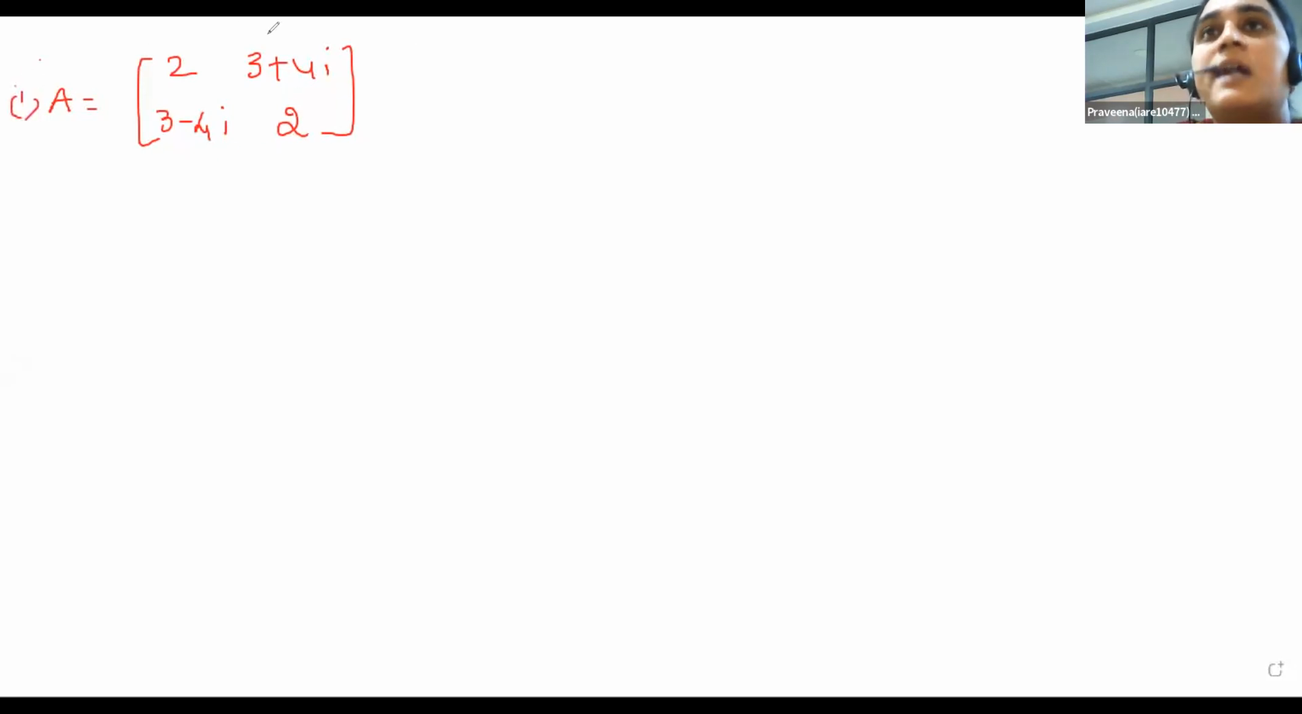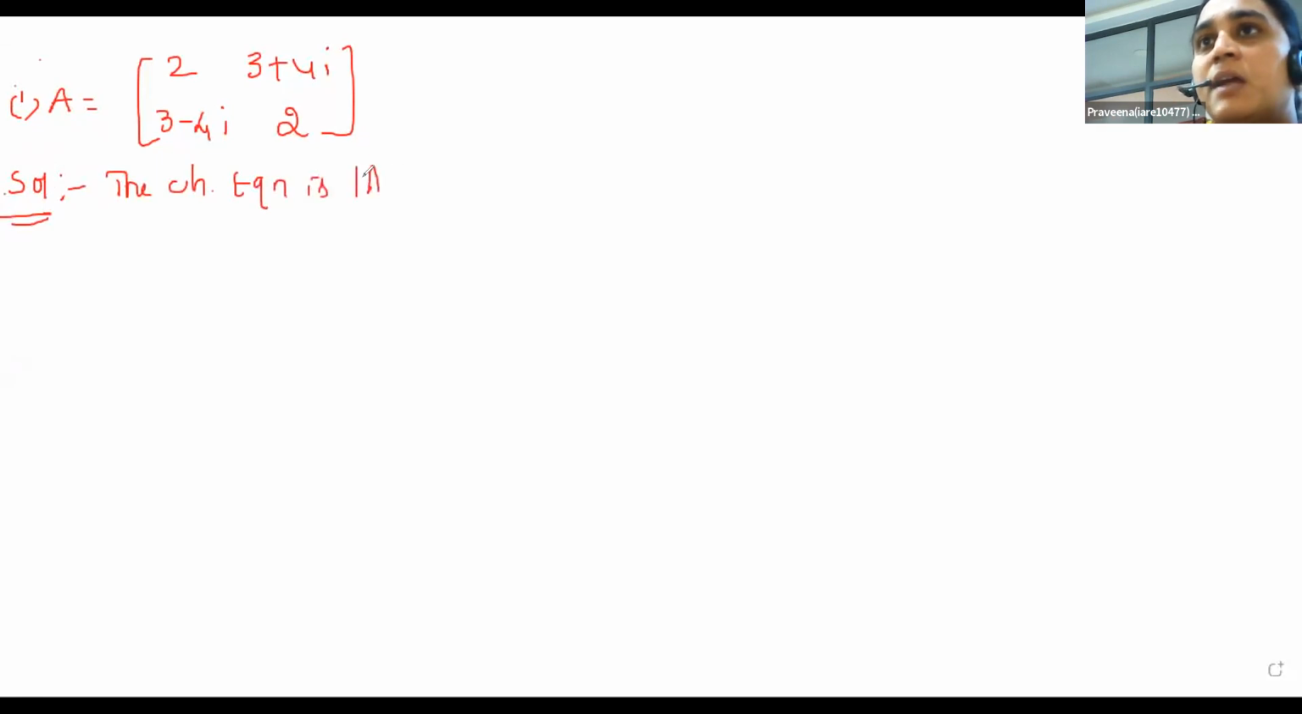Find the eigenvalues and eigenvectors of the matrix A is equal to 2, 3 plus 4i, 3 minus 4i, 2. Last class we discussed 3 by 3 complex matrix eigenvalues and eigenvectors. Today we will discuss the 2 by 2 matrix that is complex. Continue this procedure, same as how we find real matrices' eigenvalues and eigenvectors. That is the characteristic equation.